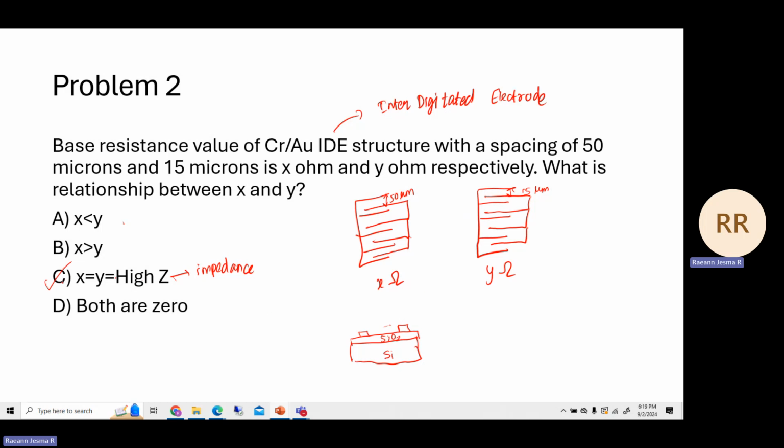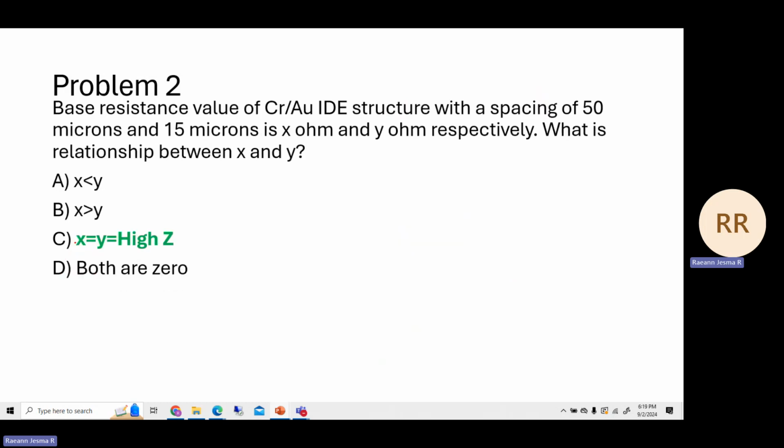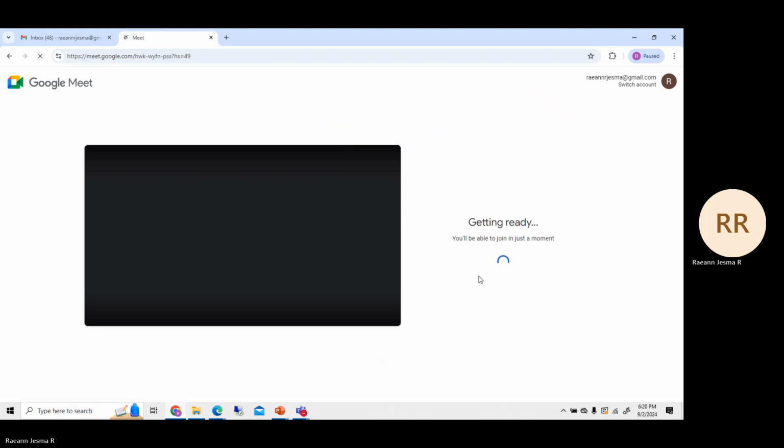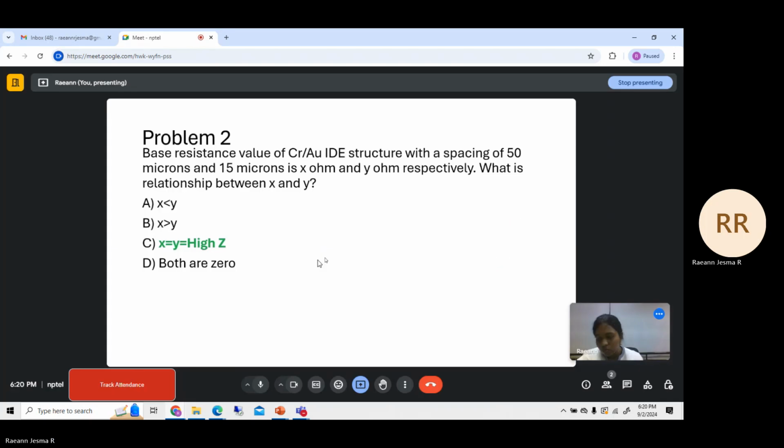Okay. So the answer is option C. X equal to Y, high Z. High Z means high impedance, and this will be maybe in mega ohms, several mega ohms. If we have some sort of fluid between them, then the impedance will be very low. Okay. So is this clear? If this is clear, then we can move on to the next question.